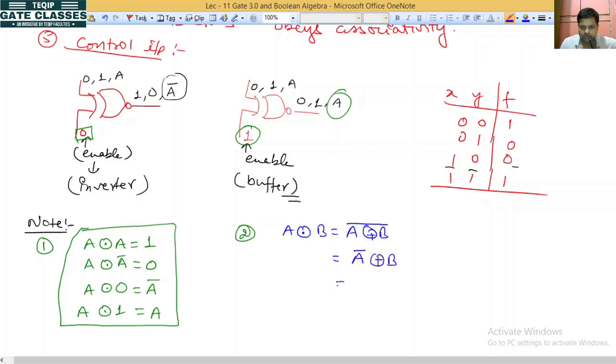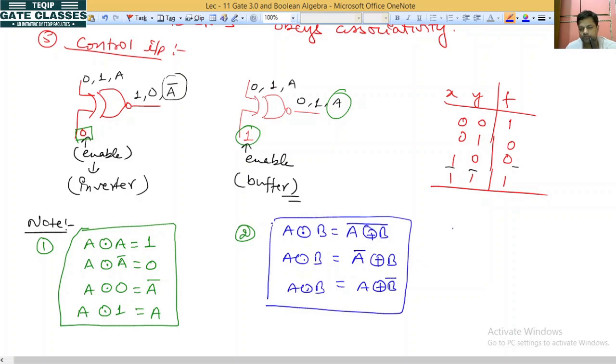Okay? These all are equal. If you want, you can prove. So if you want to prove, first I prove this one. These are equal to XNOR only. Okay? So if you want to prove, you can prove here.